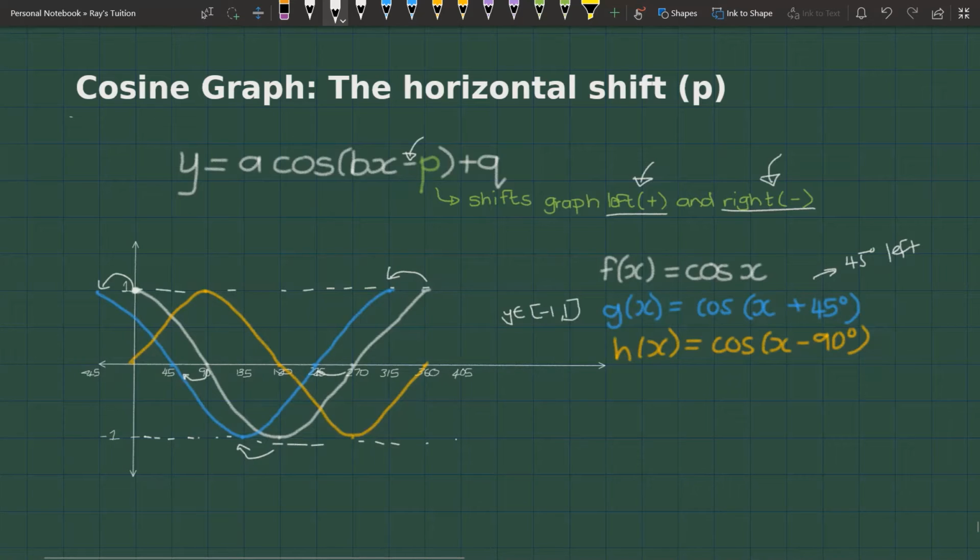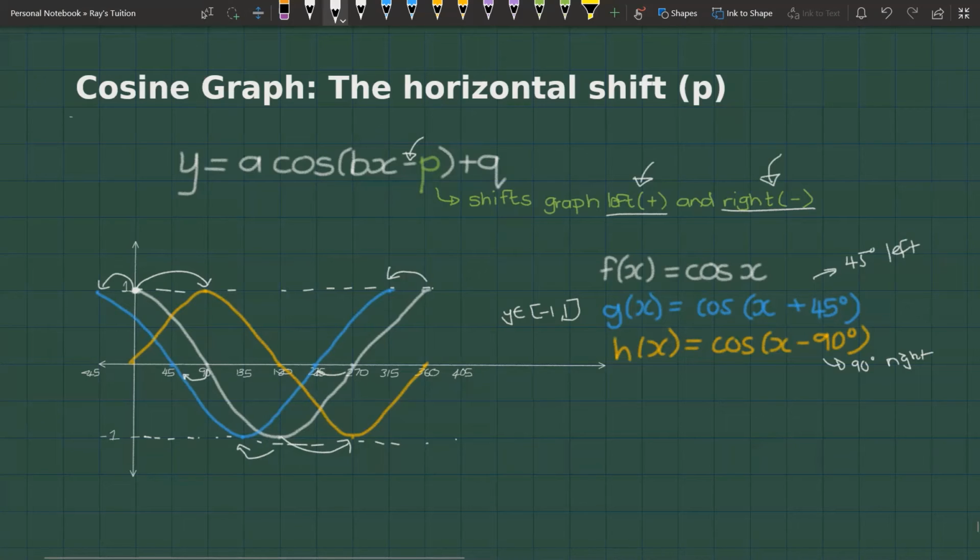In the next case, h of x is equal to cos(x minus 90 degrees). What we've done is shifted everything 90 degrees to the right. In this graph over here, if we compare to the white graph, you see that every point has been shifted 90 degrees to the right. I've just extended this bit to show what part would be repeated for us to complete this graph.